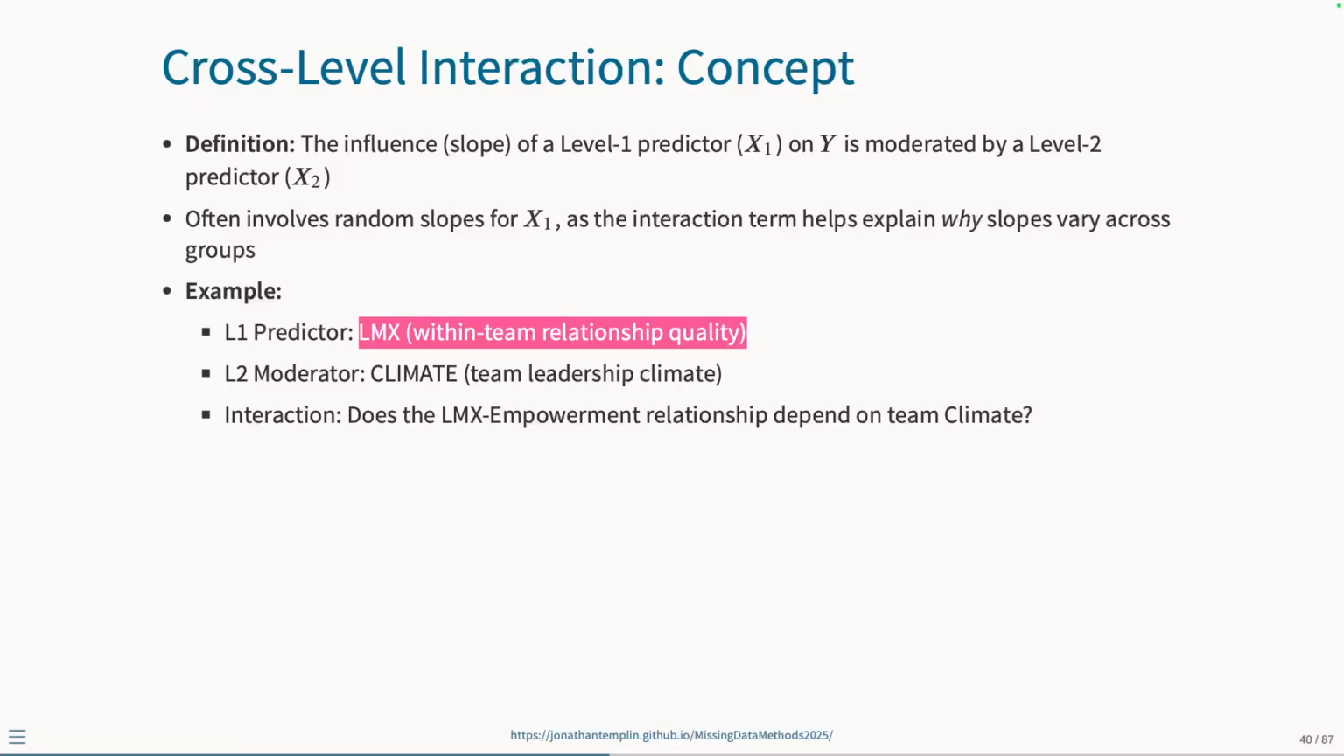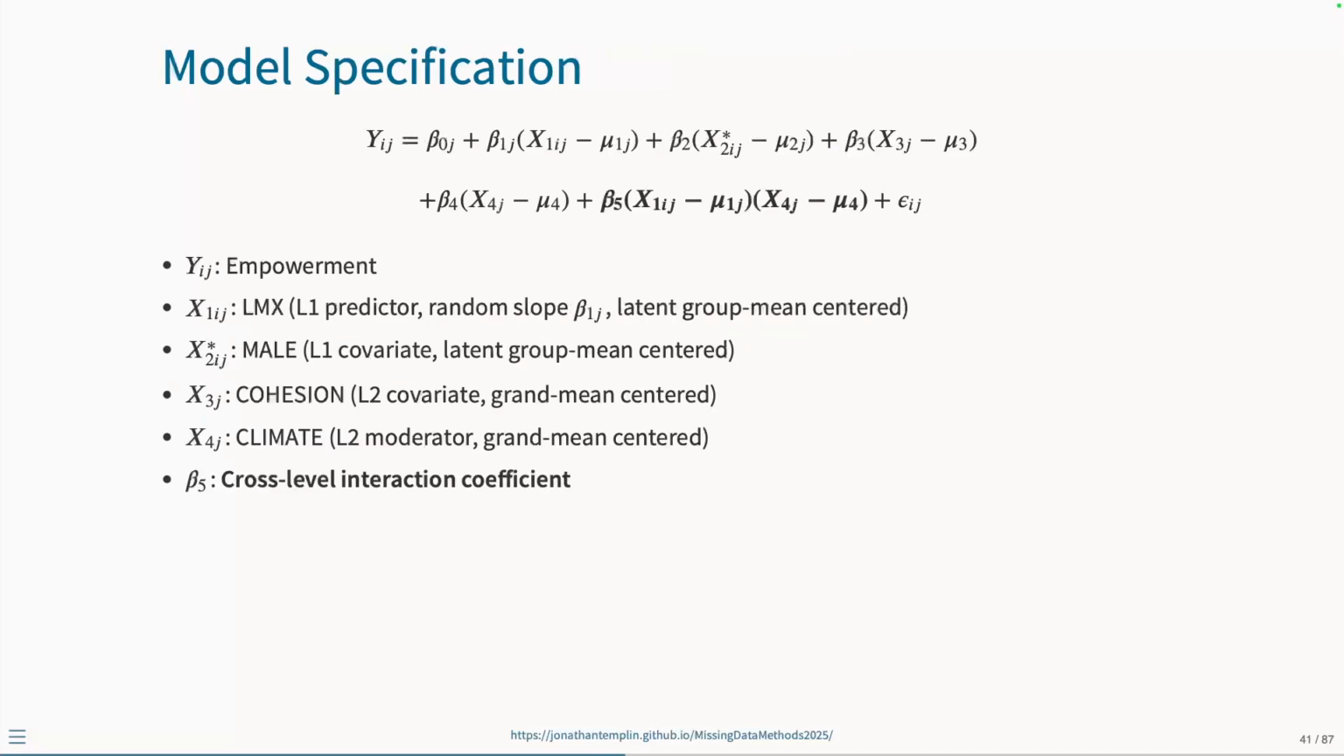In some environment, in some type of team leadership climate, leader member exchange may be good, and in some it may not be, right? But you can see what's going to happen. We have this product term right here, the cross-level interaction. If we have missing data on X1 and on X4, what do we do?